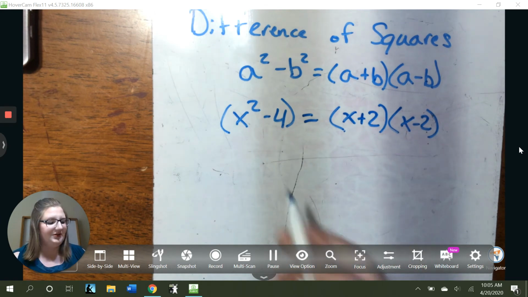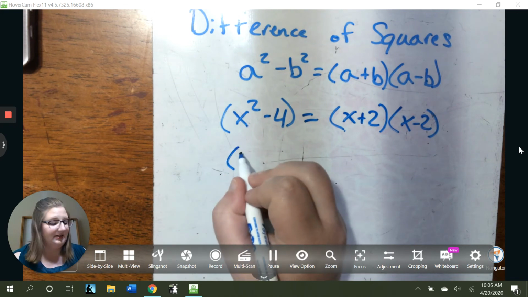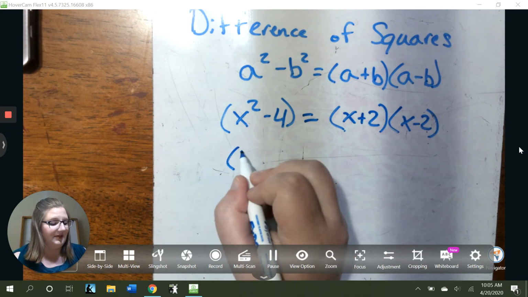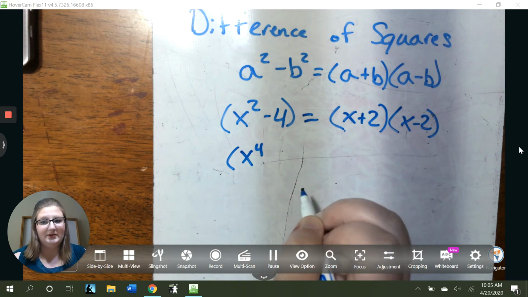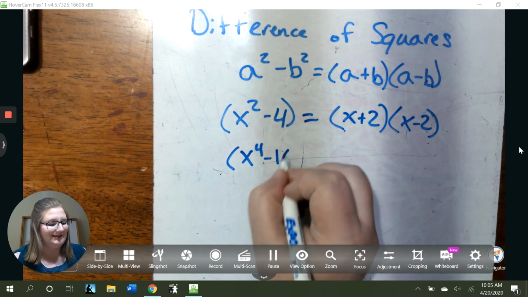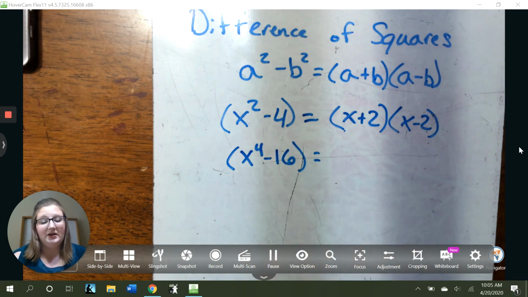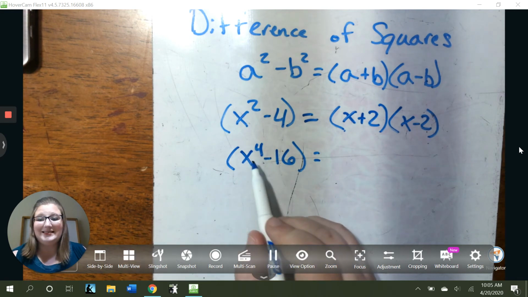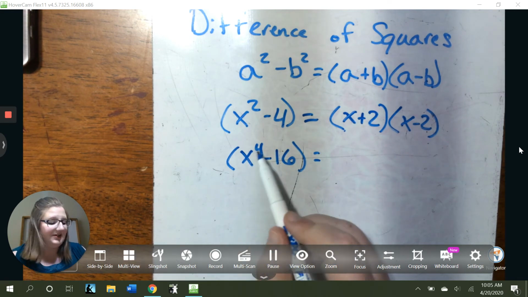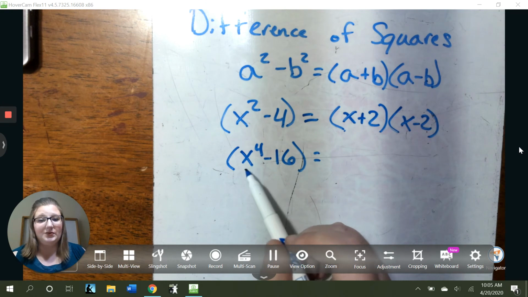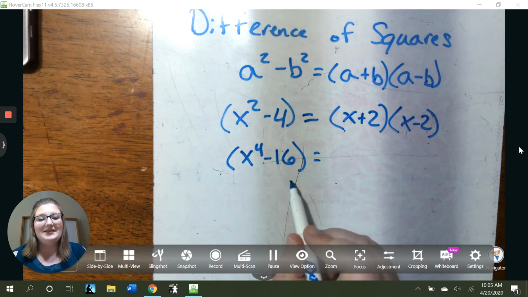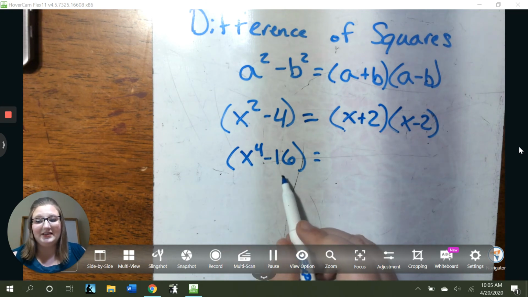So let's look at another example. Let's say we had x to the 4th minus 16. All right, so x to the 4th is still a perfect square. X to the 4th is x squared times x squared, so it still works here. And then 16 is a perfect square. 16 is 4 times 4.